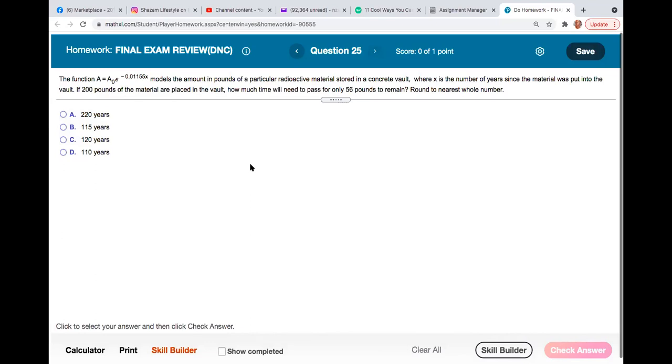The function A equals A sub 0 models the amount in pounds of a particular radioactive material stored in a concrete vault. We did not get to go over the word problem. Where X is the number of years since the material was put into the vault. If 200 pounds of the material are placed in the vault, how much time will need to pass for only 56 pounds to remain? Round your answer to the nearest whole number.